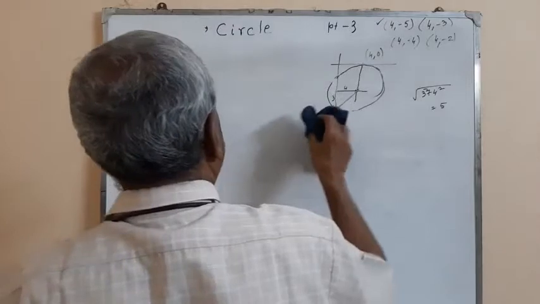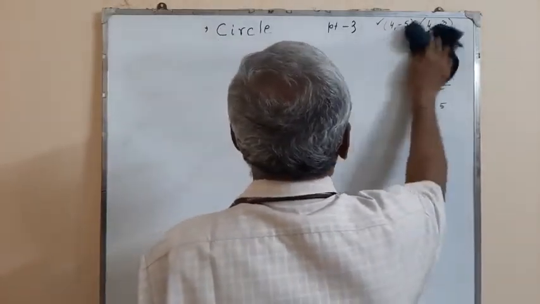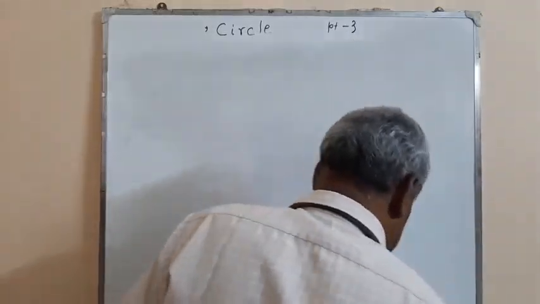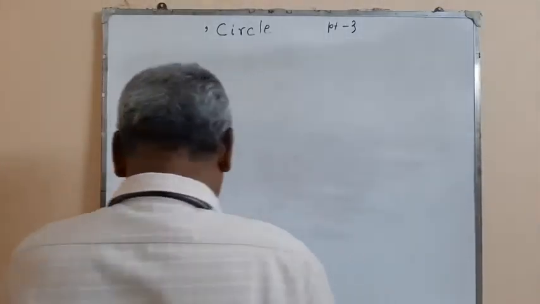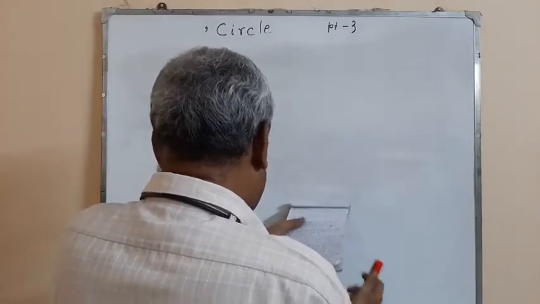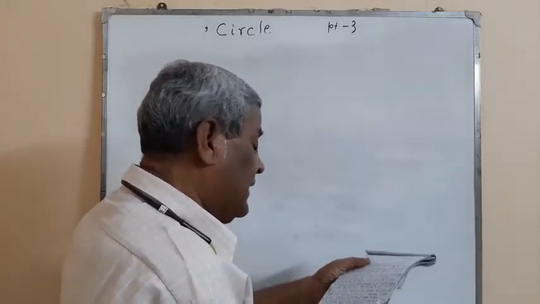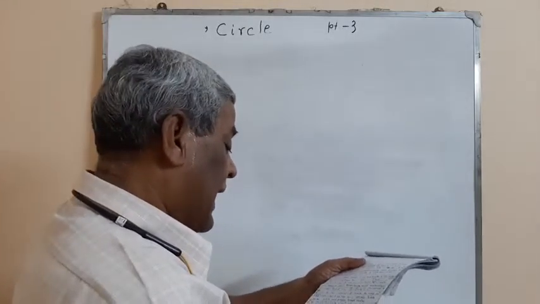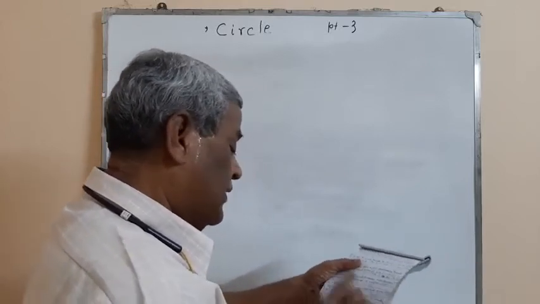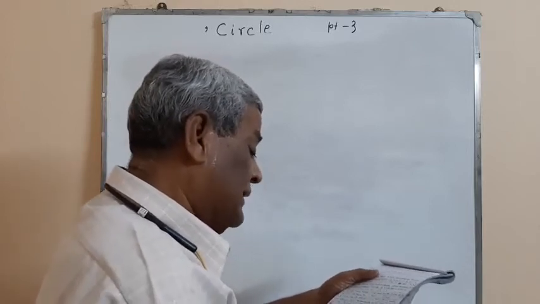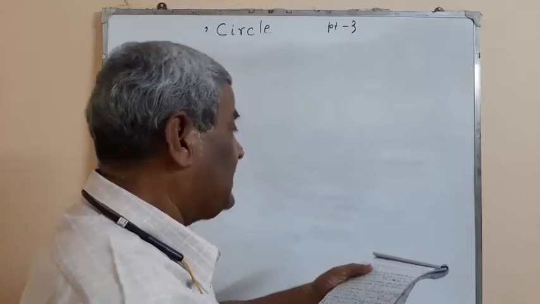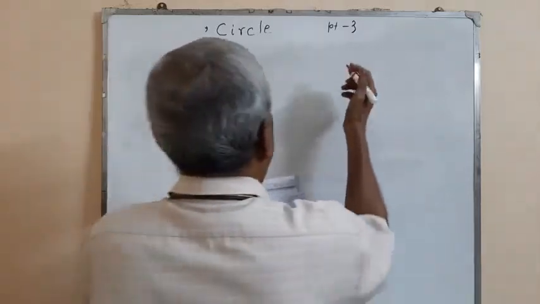Now let us go for the next problem. A circle passes through (minus 1, 0) and touches the y-axis at (0, 2). Like that.